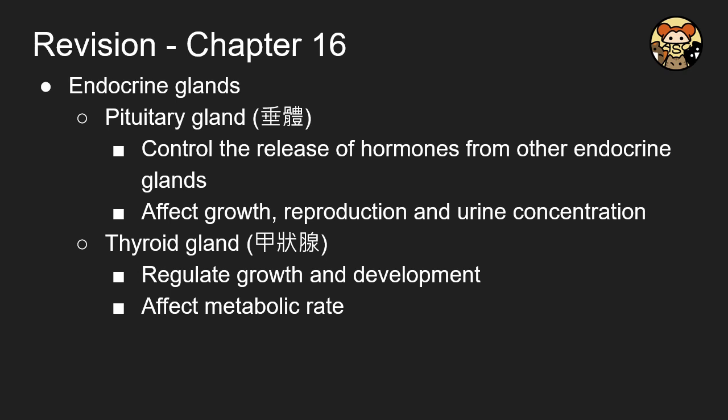And here are some endocrine glands. The first one is called the pituitary gland, which is a particularly difficult one to spell. However, you still have to remember it because it will repeatedly appear in your elective section. The pituitary gland affects growth, reproduction, and also urine concentration. And the thyroid gland affects the metabolic rate.